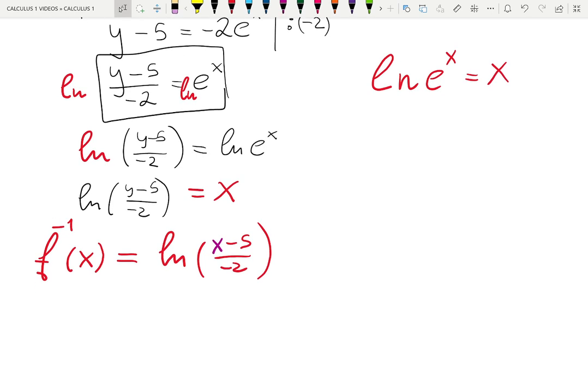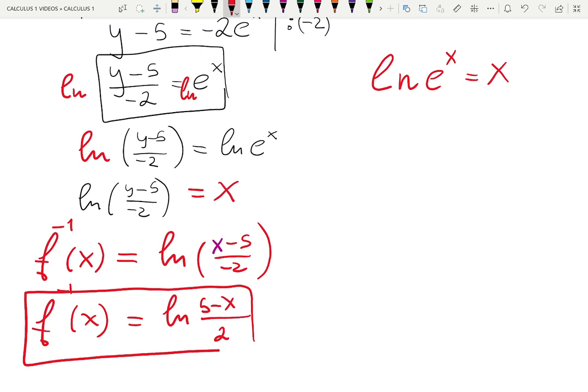It is a little bit awkward to see negative 2 in the denominator, so let me rewrite the inverse of x as natural log of 5 minus x divided by 2. That is the answer to the question. Let's find the inverse function in terms of x, f inverse, over here.